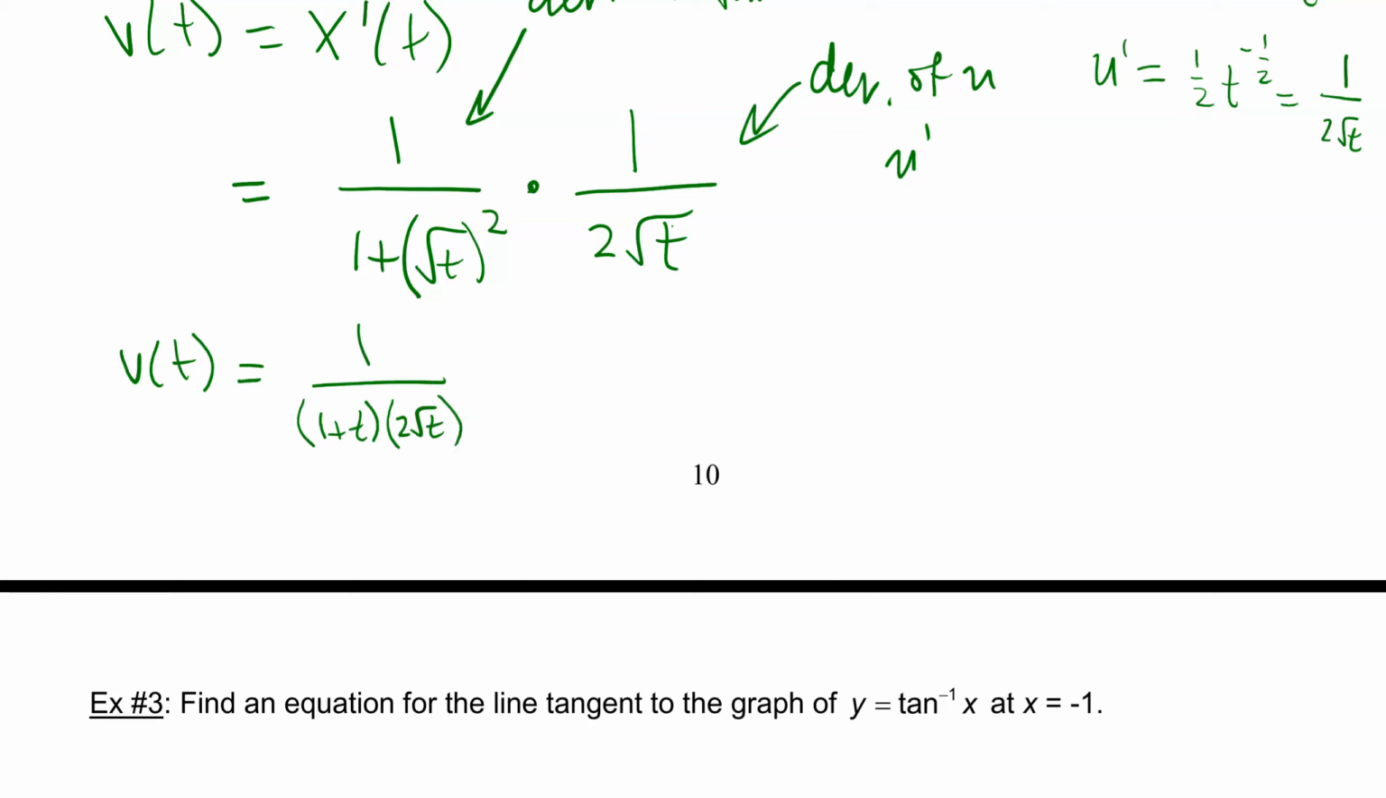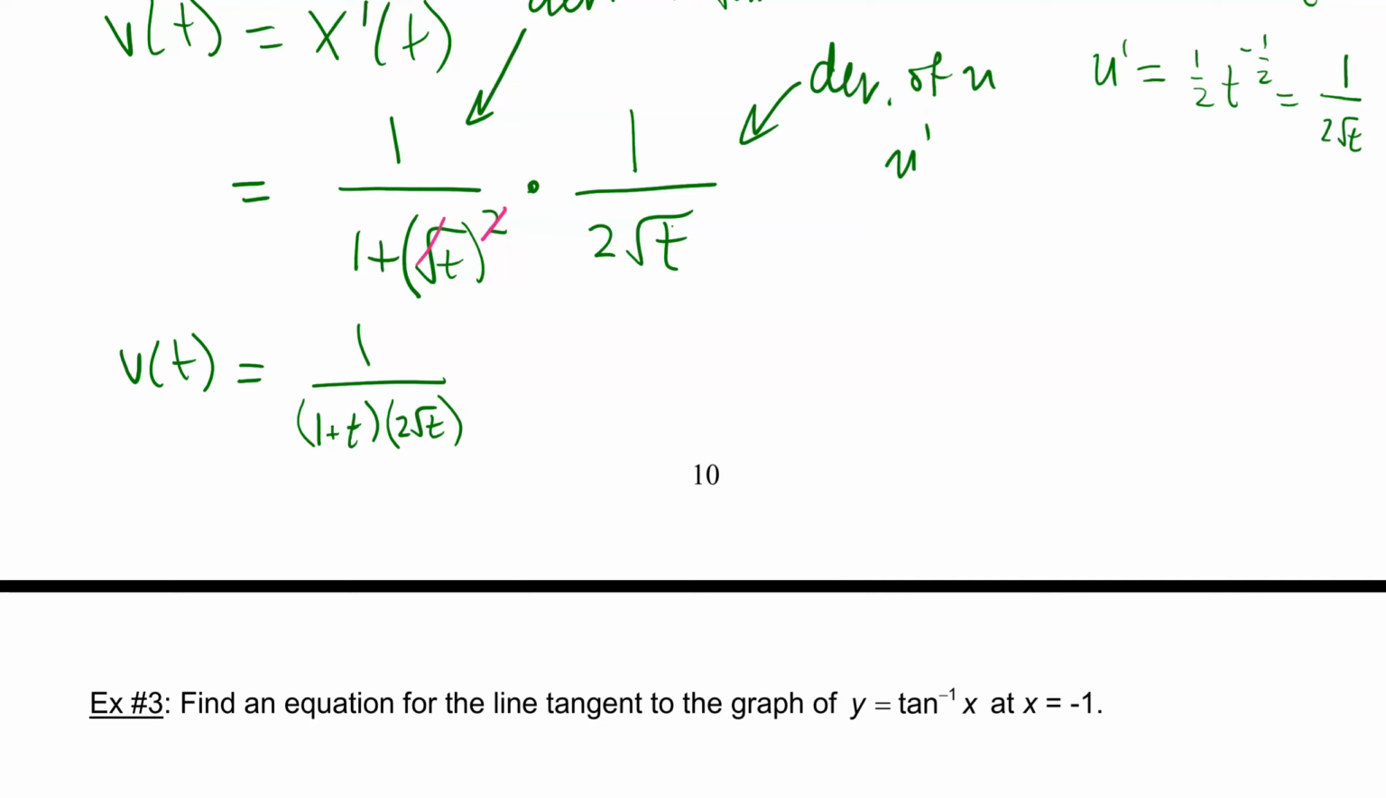You just have to know that the velocity equation is the first derivative of the position. The square root of t squared is just t. So square root and squared cancel out, and that's why I'm left with just 1 plus t, and then multiply by 2 root t.